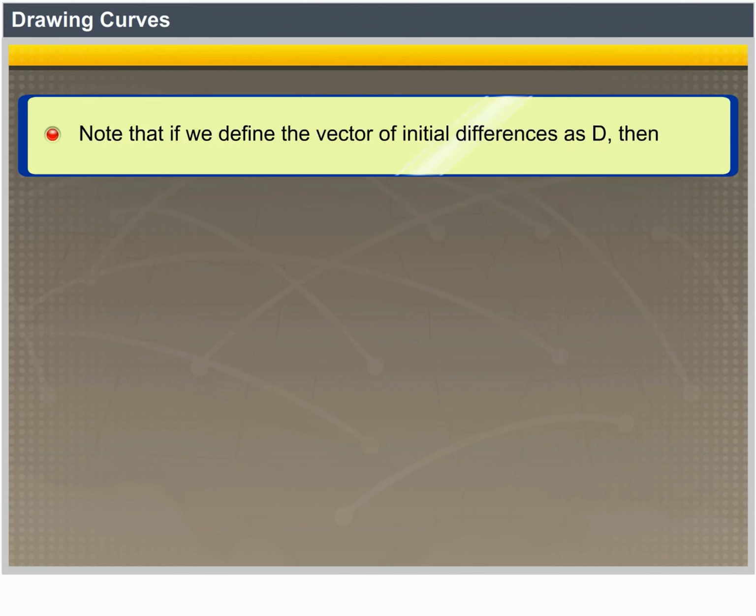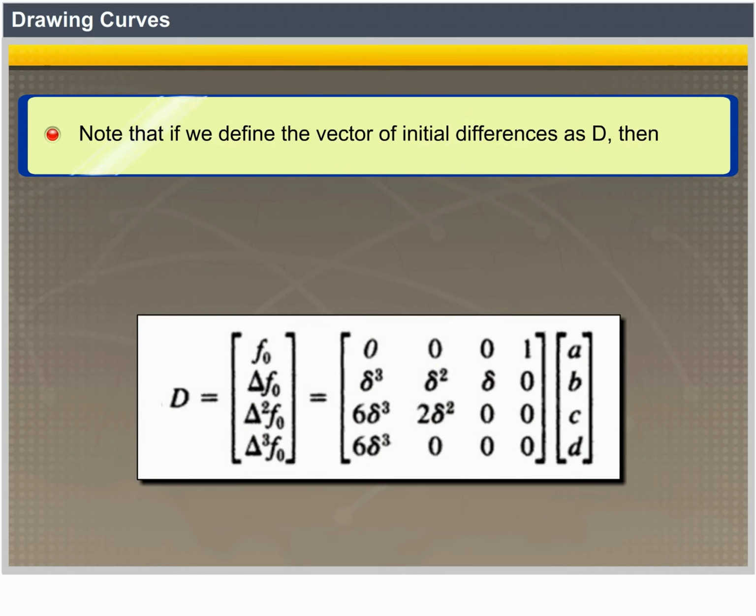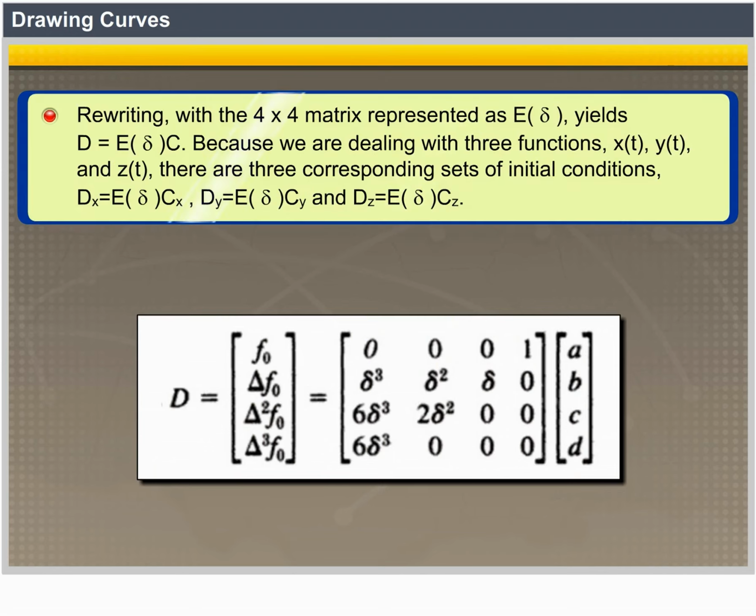Note, however, that if we define the vector of initial differences as D, then D can be represented by the matrix shown. Rewriting with the 4x4 matrix represented as E of delta yields D equals E of delta into C. Because we are dealing with three functions, x of t, y of t, and z of t, there are three corresponding sets of initial conditions. Dx equals E delta Cx, Dy equals E delta Cy, and Dz equals E delta Cz.